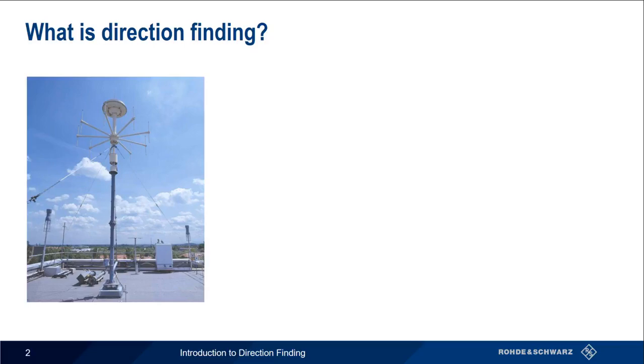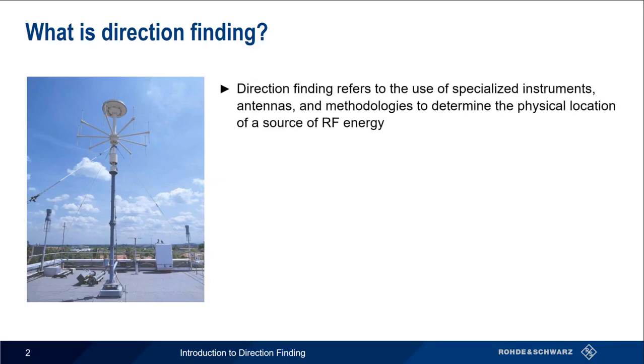Let's start by providing a general definition of direction finding. In this presentation, we're going to use the term direction finding to refer to the use of specialized instruments, antennas, and methodologies to determine the physical location of a source of radio frequency energy. In other words, how do we determine where a signal is coming from?